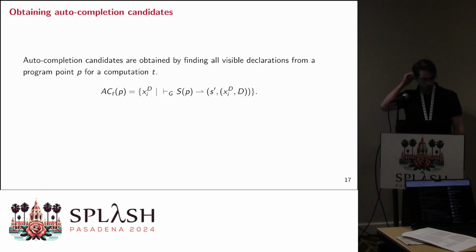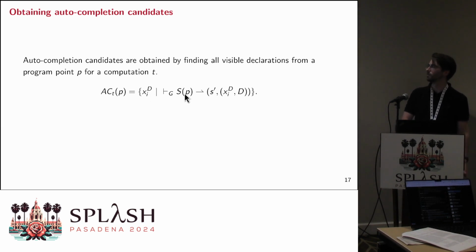So to obtain auto-completion candidates now, it's actually pretty simple. We simply query all the definitely present declarations from a specific scope for a possible program point. That's all. That's how we get all the completion candidates at a specific point.